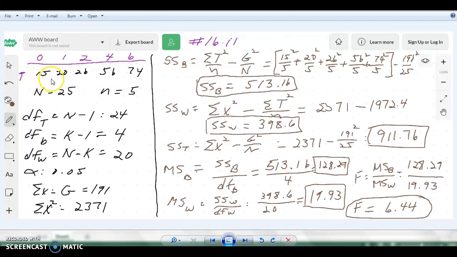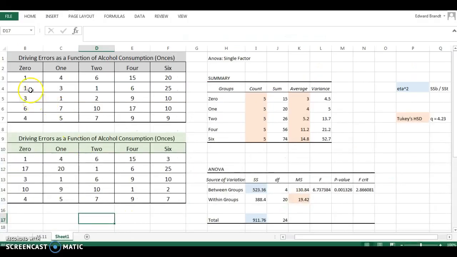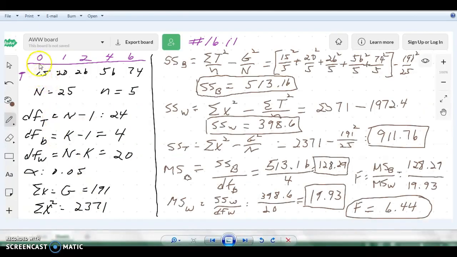We have the totals of each of the groups. Up in purple here is 0, 1, 2, 4, and 6. That just coincides with the 0, 1, 2, 4, and 6 here. But the totals for each of these were the sum of those columns of 15, 20, 26, 56, and 74.